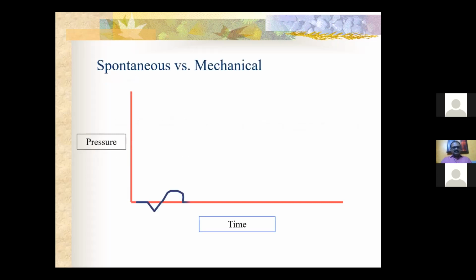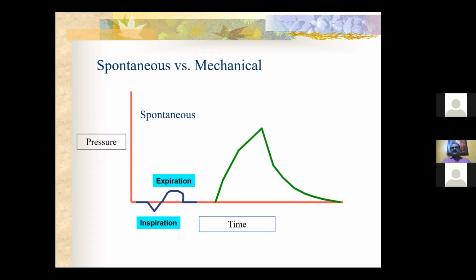So when we see a graph, ventilator graphs, we have to differentiate if it's a spontaneous mode or a mechanical mode, where the patient is not breathing. So it can be done in a pressure time graph.